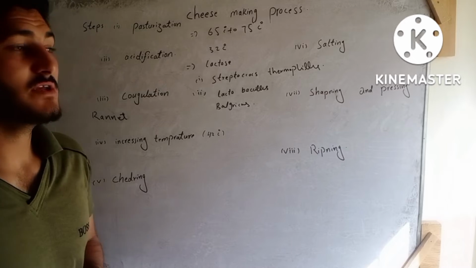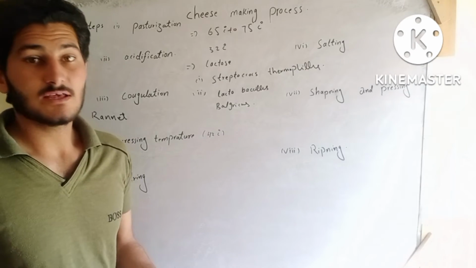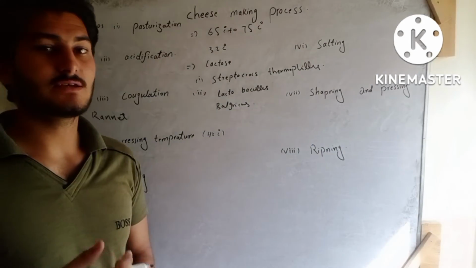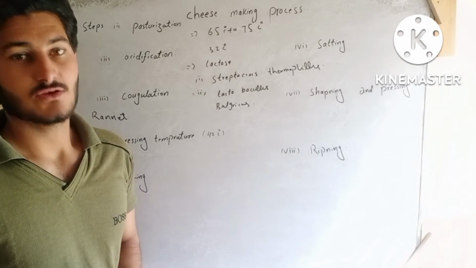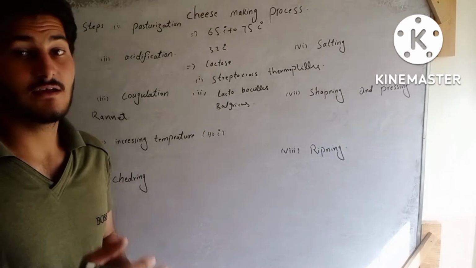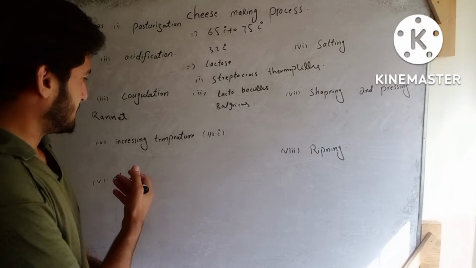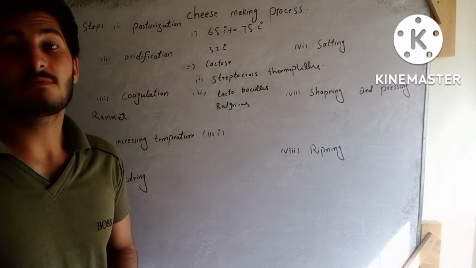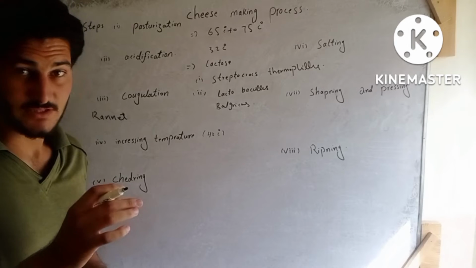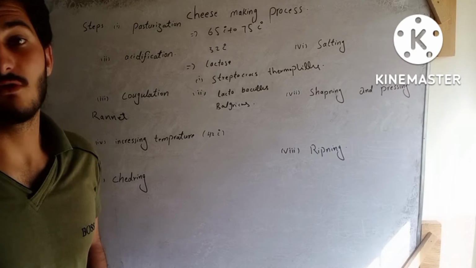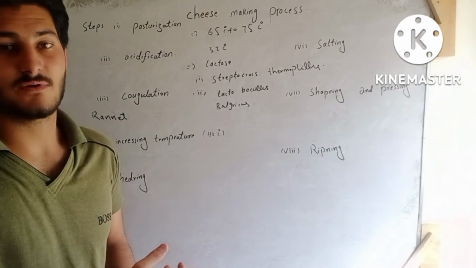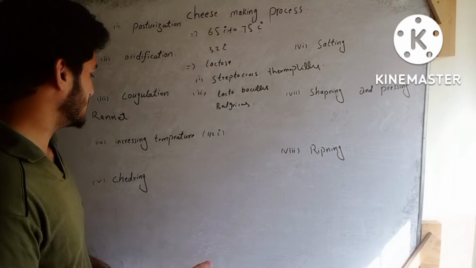From where do we obtain the rennet enzyme? There are two types of rennet enzyme. The first one is non-vegetative rennet enzyme and the second one is vegetative rennet enzyme. The non-vegetative enzyme comes from the intestine of a small goat or small cow. The vegetative enzyme comes from molds. So we can isolate rennet from molds and also from small cows and sheep.